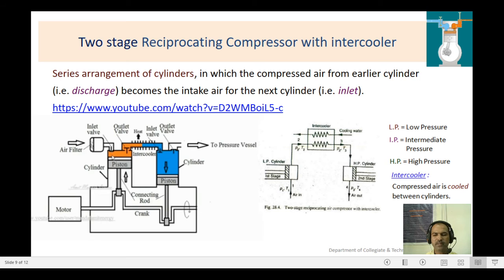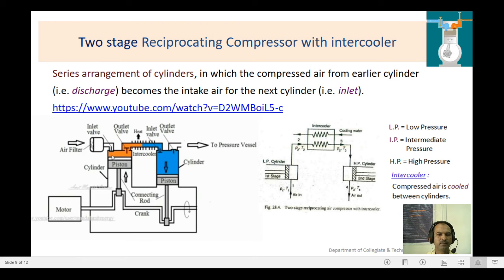So solid particulate means it may be dust or it may contain bacteria. To remove all this dust and bacteria from the air, this air filter is provided before entering the cylinder, so we can get quality air drawn into the cylinder.